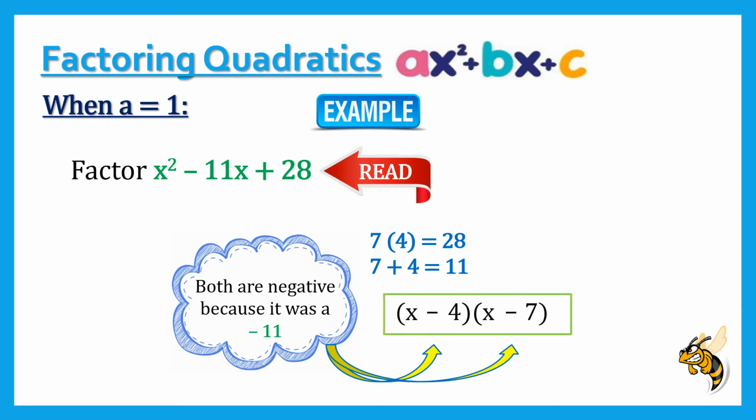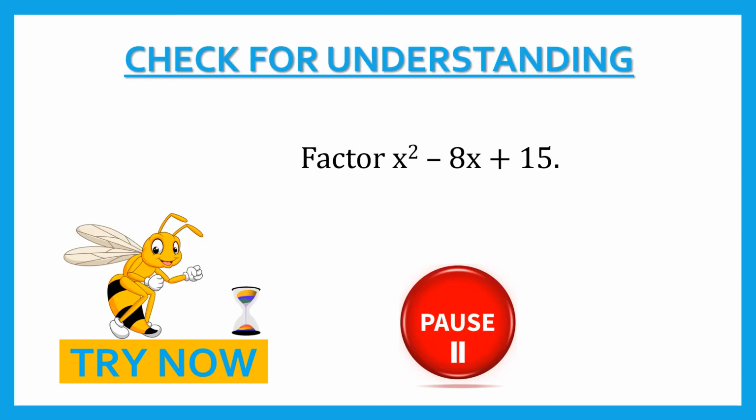And once again, it doesn't matter which parentheses come first. So therefore, x minus 7 times x minus 4 is also correct. Let's go ahead and check for understanding. Factor x squared minus 8x plus 15.